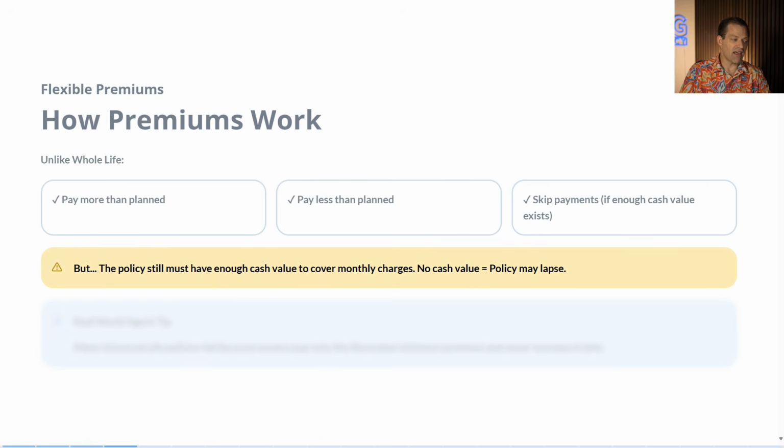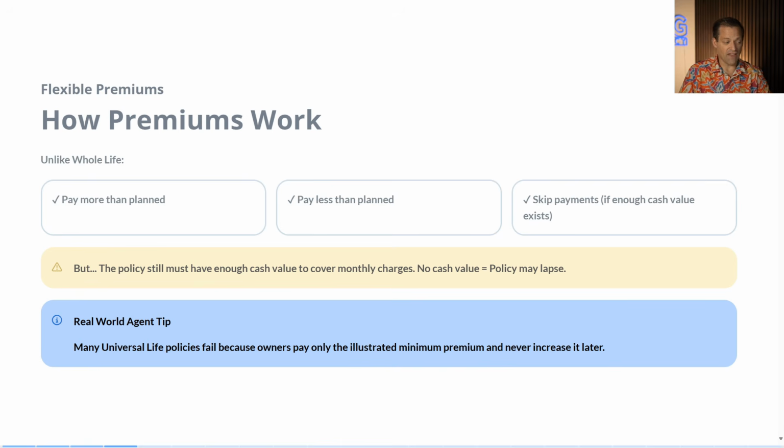But the policy still must have enough cash value to cover monthly charges. No cash value equals the policy may lapse. We'll talk about why that's a big problem with a lot of these older universal life plans sold. Many universal lives fail because owners pay only the illustrated minimum premium and never increase it later. This is the old, I don't want to call it a scam, but this happened to a lot of people in the 80s that switched their whole life to universal. The agent sold it as permanent coverage at half the price or double the value. And the way they designed the policy was to show the minimal amount of premium to pay illustrated, which would not keep the plan in force to cover the expenses.